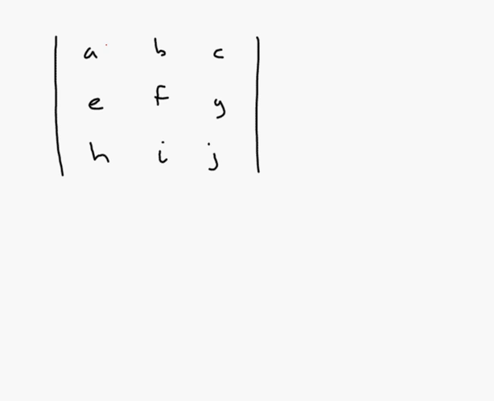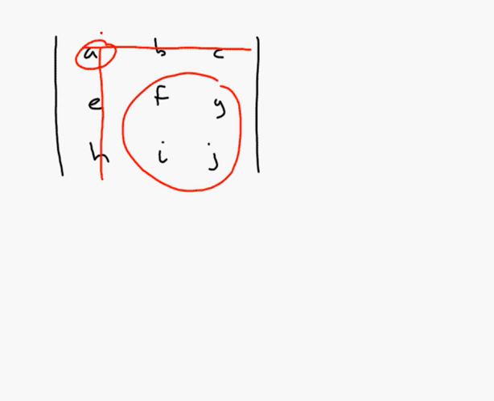But let's say you pick the element A here. Element A is in the first row and first column. So what I'm going to do is cross out the first row and cross out the first column. And then what do you notice here? Oh, wow, a 2 by 2 matrix. Okay? And you can play this game with every point.